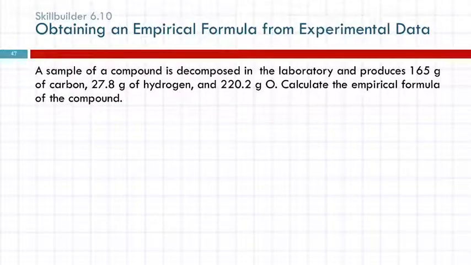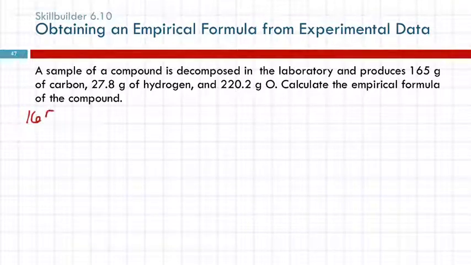Let's do another example. A sample of a compound is decomposed in the laboratory and produces 165 grams of carbon, 27.8 grams of hydrogen, and 220.2 grams of oxygen. Calculate the empirical formula of the compound. So this is going to follow the same steps. First, we have to start with the masses. Here they're provided for us.